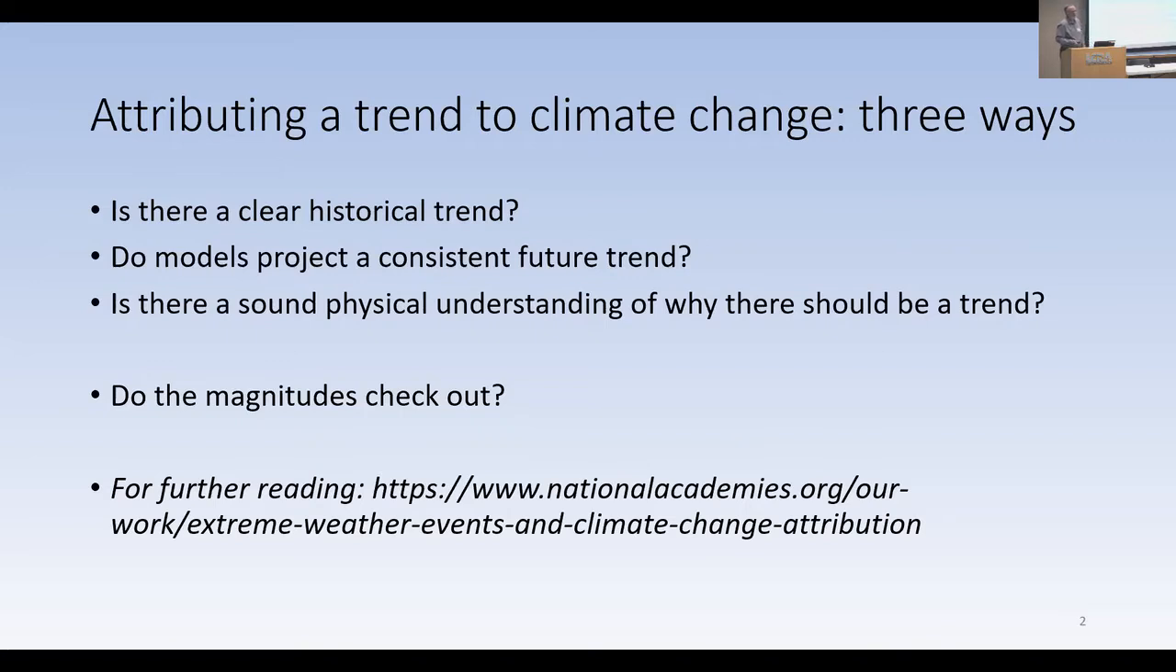Any one of these three is insufficient evidence. 2 out of 3 is pretty good. 3 out of 3 is very solid. And you care about not just the existence of a trend, but whether the magnitude is appropriate as well. These concepts are explained in a lot more detail in the National Academy's report that came out a few years ago on extreme weather events and climate change attribution. And they discuss not just these concepts, but basically the full set of types of extreme weather and the extent to which we can tell whether they're related to climate change.